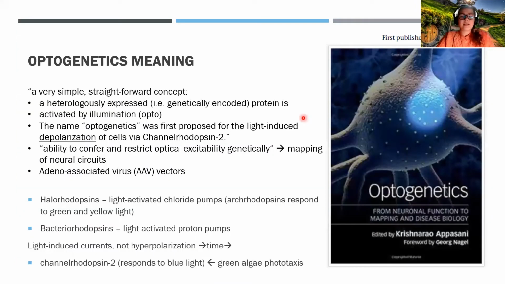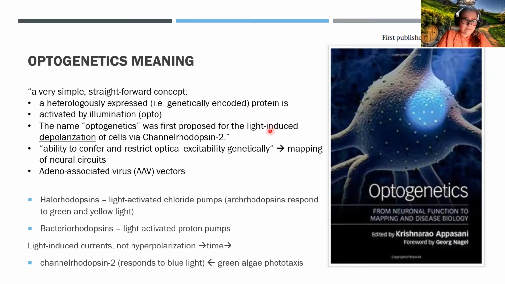So, optogenetics is made of two parts. The word itself is made of two parts: opto and genetics. Opto relates to light and means that something is activated by illumination, whereas genetics refers to genetic engineering. We mean a genetically encoded protein.